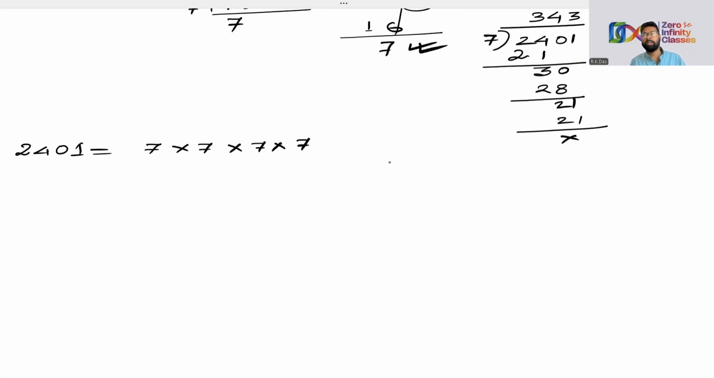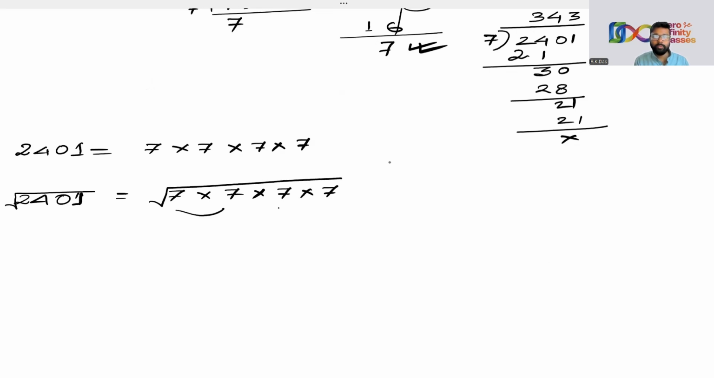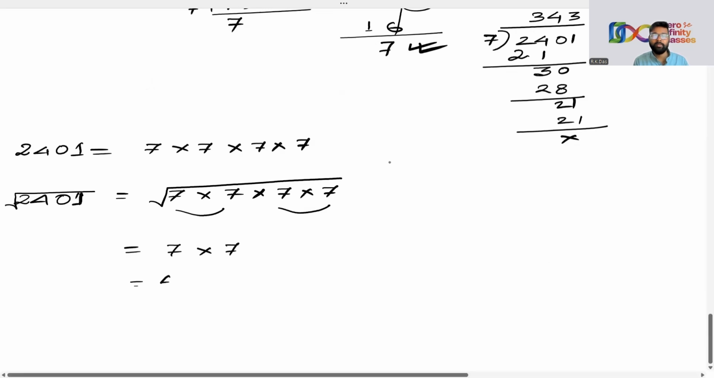So that means here we have four 7s. Next line, we are writing the square root of 2401, which is again 7 into 7 into 7 into 7. So 2 sevens and 2 sevens. This pair of 7 will become 1 seven, and this pair of 7 will also become 1 seven. And 7 times 7 is 49. So the square root of 2401 is 49.